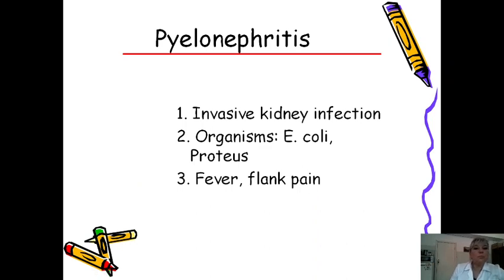What about pyelonephritis? Pyelonephritis is an interstitial disease. We see inflammation between glomeruli and tubules as a result of invasive kidney infection. What is its nature? Escherichia coli, Proteus. Clinically, we see fever and flank pain.